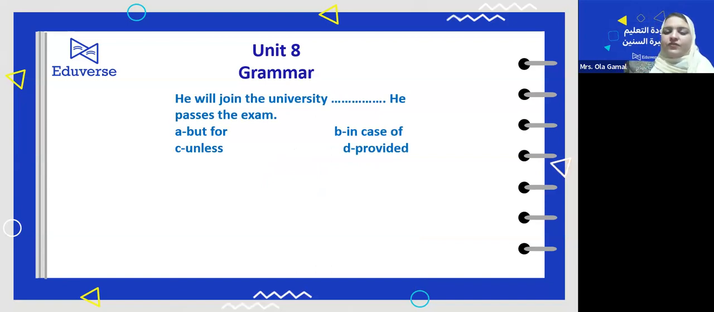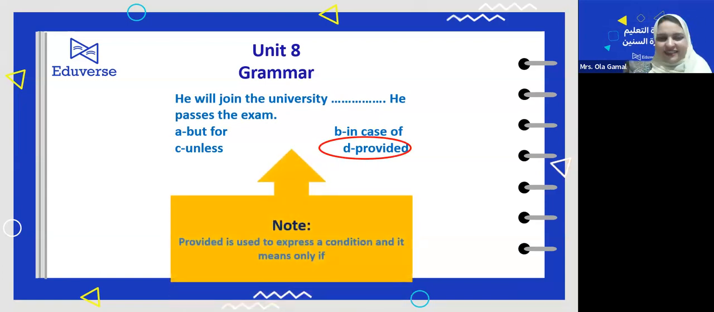He will join the university. He passes the exams. You are going to use one of these expressions. What is it? Have, but for, in case of, unless, provided. Yes, it's going to be provided. Excellent. So provided is used to express condition and it means only if. Here it means only if, the same as only if he passes the exam, he will join the university. He can't join the university without passing the exam.